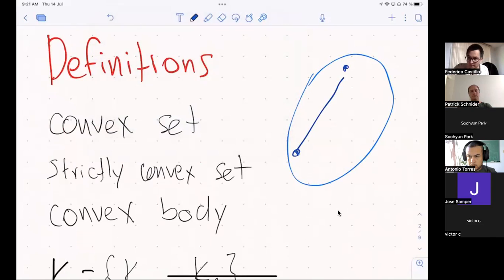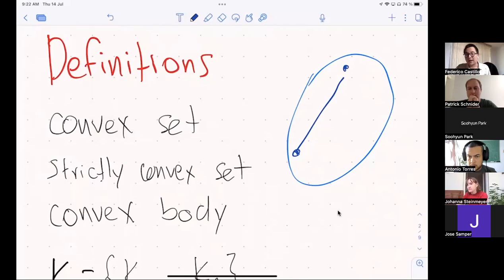Now, what is a strictly convex set? A strictly convex set is one in which, at every point in the boundary of your convex set, you have a unique tangent hyperplane. A tangent hyperplane is what you think it is. It is a hyperplane that intersects the set, and it has the whole set on one of its closed half spaces.